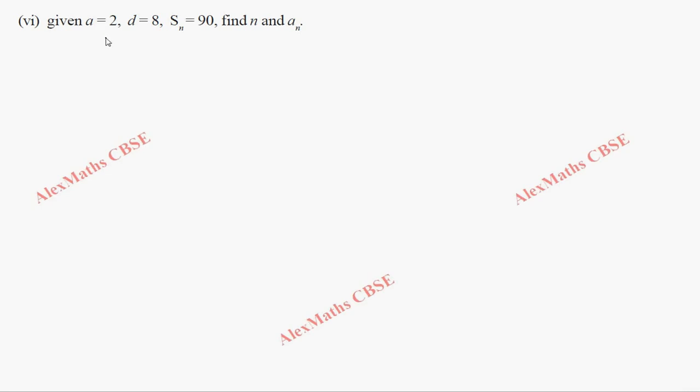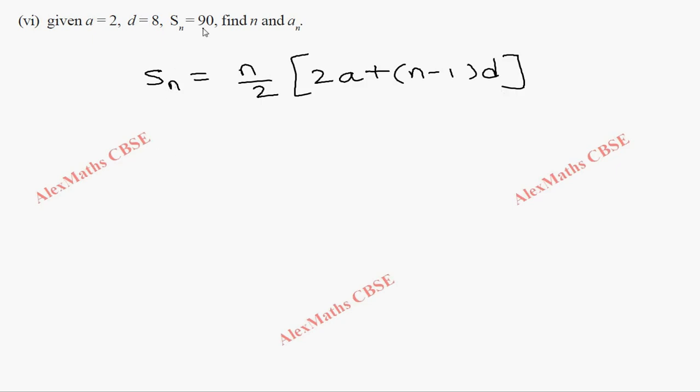Subdivision 6. The value of A is 2. The value of D is 8. The Sn is given as 90. We have to find the value of n and An. So first let's write the formula of Sn, which is n by 2 into 2A plus n minus 1 into D. And Sn is 90.